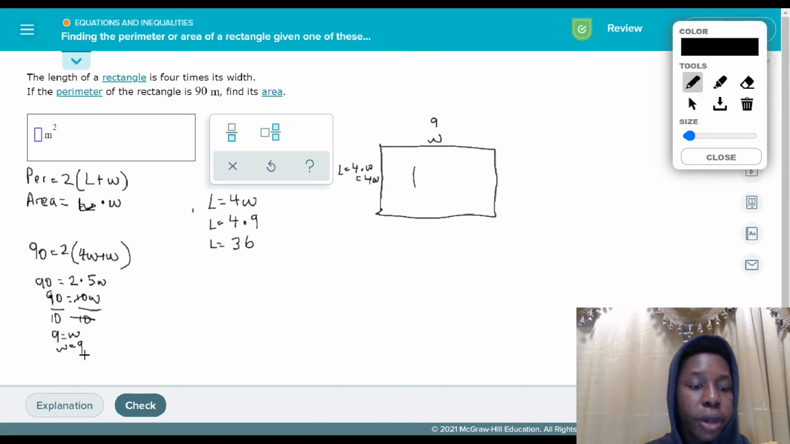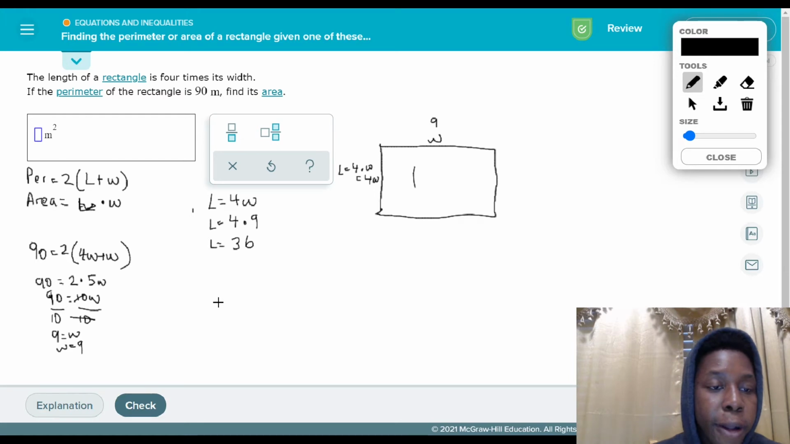So now we know what the width and the length are, 9 and 36. But we're not done with the question yet. All we did was find the variables. So what we have to do next is to find the area. The area of a rectangle is length times width. We already found the length, which is 36. We already found the width, which is 9.